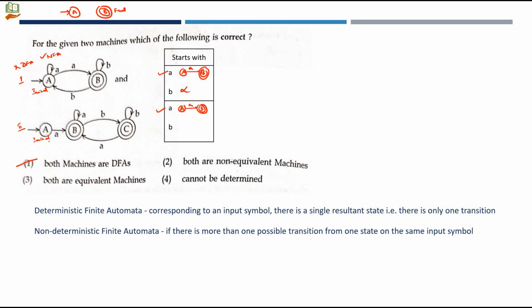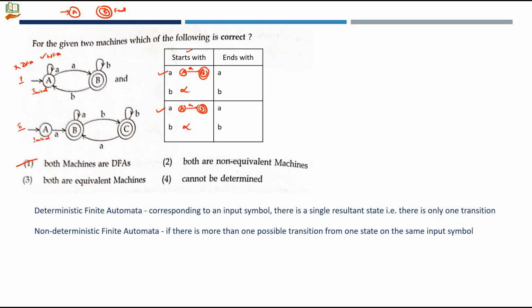For the second machine, we don't have a B transition from the initial state, so this is also not there. It is not about whether it is starting with B or not. We are going to check whether both the machines are going to respond in the same way. So regarding the starting point, they are actually equal.